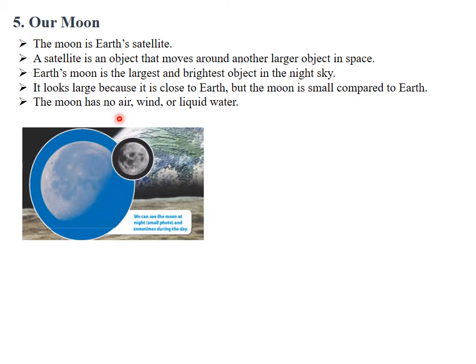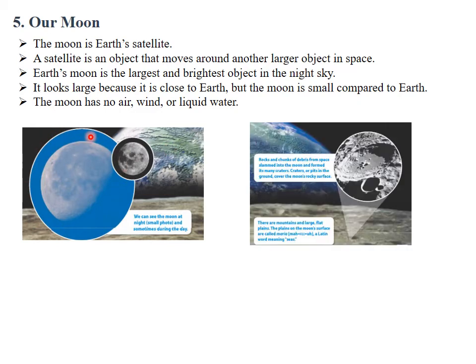So, if we look at this picture, we can see the moon at night in the small photo and sometimes during the day. If we look at the second picture, we can see that rocks and chunks of debris from space slammed into the moon and formed its many craters. Craters or pits in the ground cover the moon's rocky surface. And we should know that there are mountains and large flat plains on the moon's surface.